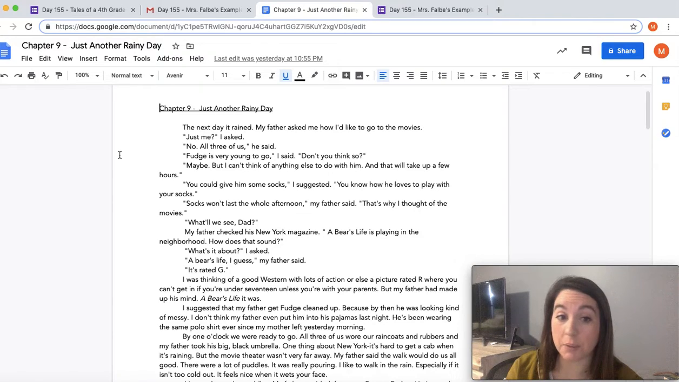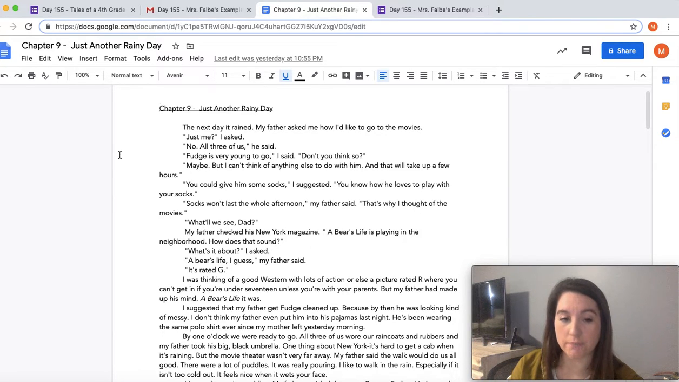You know he loves to play with your socks. Socks won't last the whole afternoon, my father said. That's why I thought of the movies. What'll we see, Dad? My father checked his New York magazine. A Bear's Life is playing in the neighborhood. How does that sound? What's it about? I asked. A Bear's Life, I guess, my father said.